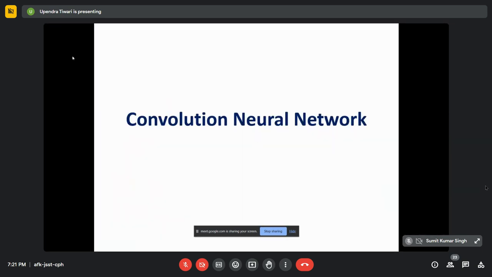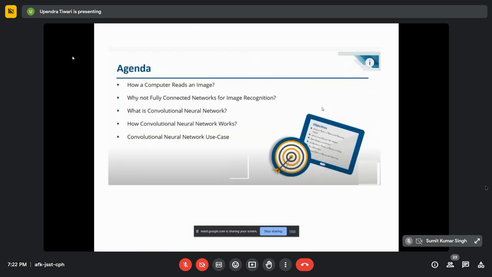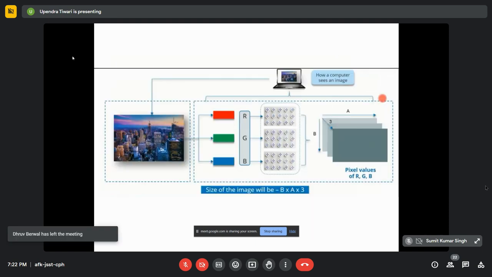So let's talk about this convolution neural network. We are just going to discuss how the computer reads images, why we will not use the fully connected network whenever we have to deal with images, and what this convolution neural network is.